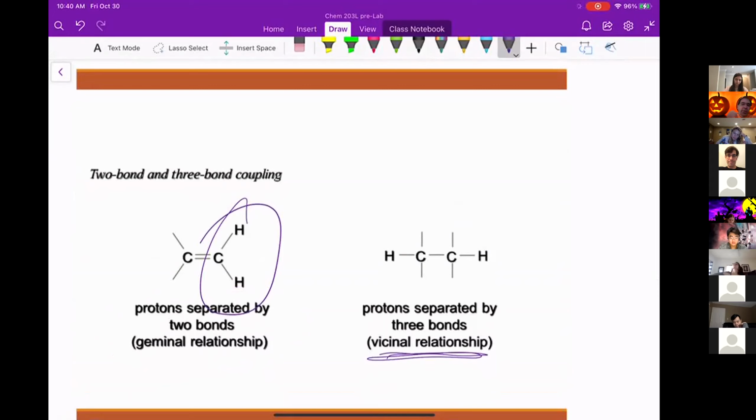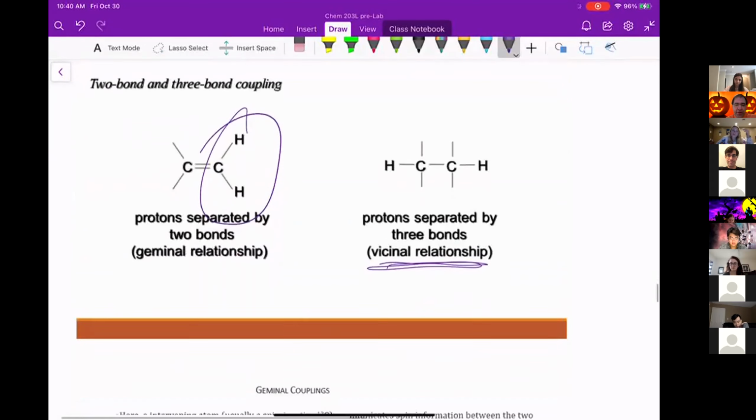And so we're talking about protons being separated. Now, a lot of times those are going to be chemically equivalent to each other, and we just treat them together. But there are times because of 3-dimensional arrangement where they're not. And that's what we're talking about here.